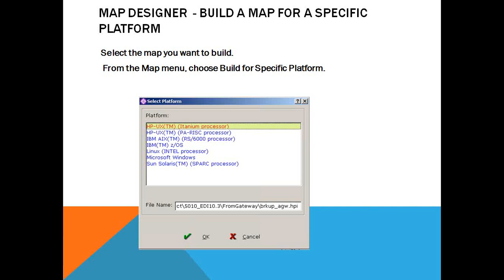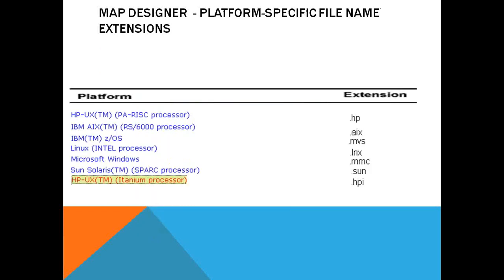So what is the extension for Linux? The extension is .mmc for Windows, and for Linux .lnx, for AIX .ex, like that. For each platform it will create a different extension.